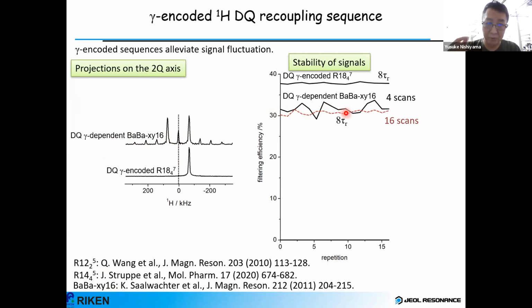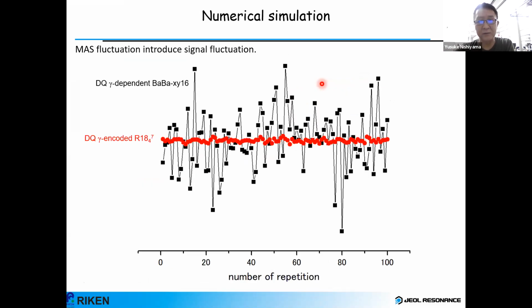This introduces T1 noise. On the other hand, if you look at the gamma-encoded sequence, because of the helical dependence, we only observe a single peak at a spinning sideband. Then this gives us much more stable signal intensity, even in the presence of spinning fluctuation. In addition to that, this gives us higher filtering efficiency. So from that, we can expect a much cleaner NMR spectrum from the gamma-encoded sequence.